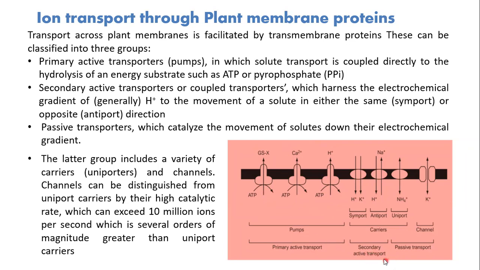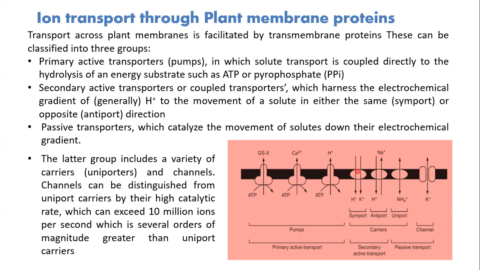When we say secondary active transport, as I mentioned, a gradient is developed and that gradient is used to transport the ions. For example, the symport: there is a symport of potassium and proton. It means when a proton gradient is developed, this proton is used for symport of potassium. This proton will come along with potassium and will transfer potassium from one side to the other.